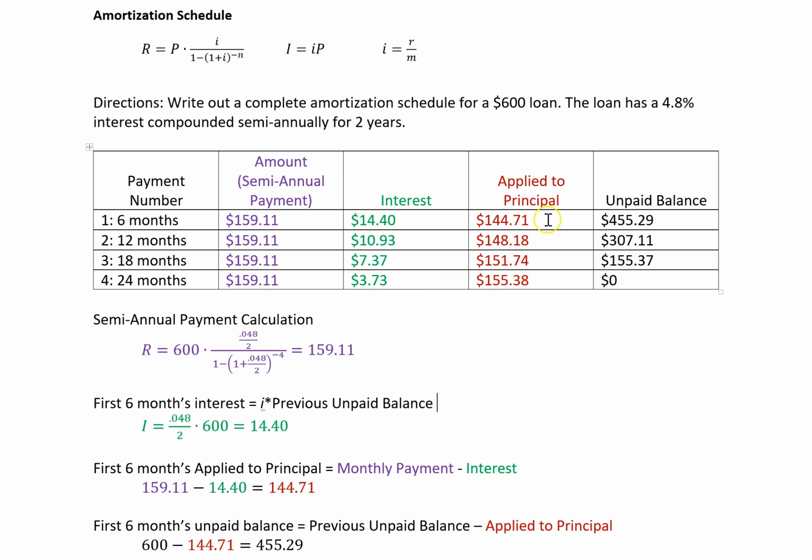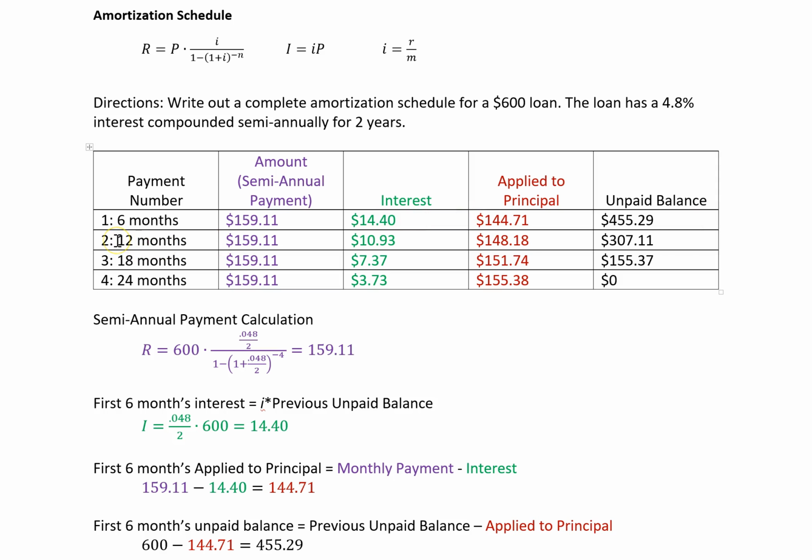So $144.71 reduces the loan, and the loan started at $600. So taking $600, subtracting that amount applied to principal, we end up with a new balance of $455.29. So the unpaid balance at the end of the first 6 months is $455.29.